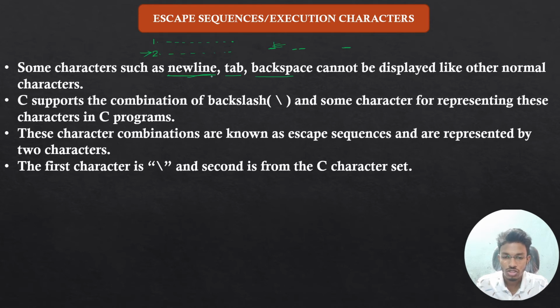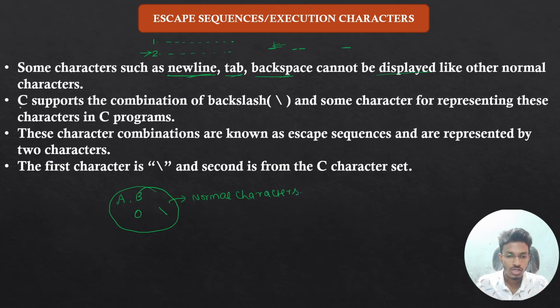So basically this new line, this tab and this backspace are not displayed like other normal characters, like A, B, 0. They cannot be typed like the others. So new line, tab and backspace cannot be displayed like other normal characters. This is called the normal character.